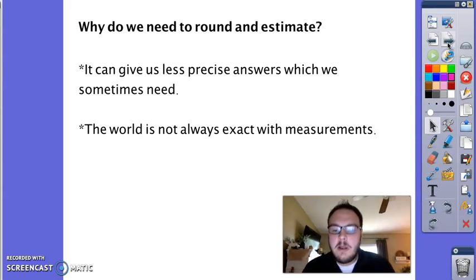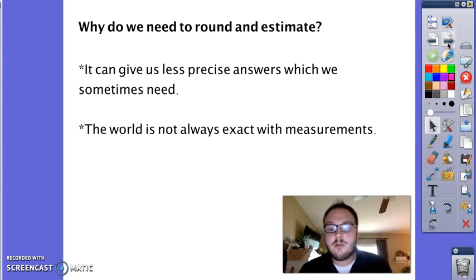So let's start off. Why do we need to round and estimate? Well, there's two main reasons. The first being that it gives us less precise answers, which we sometimes need. Whenever I'm talking about that, think about your own personal weight. You don't go off and say, I weigh 137.259678 pounds. No, you would round that to the nearest pound. You do not need to be that exact over things. So that is the main reason why we need to round.